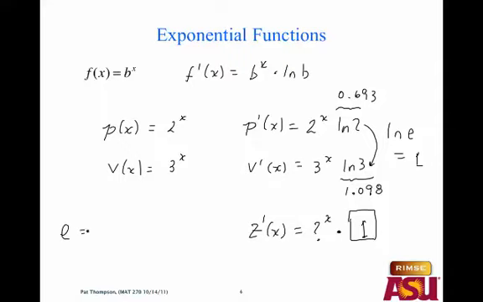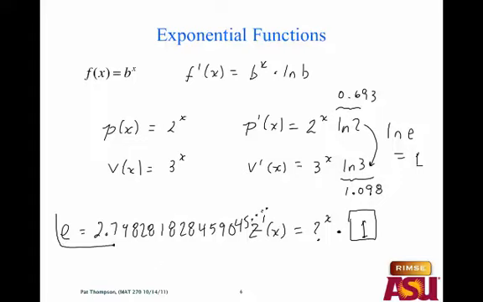And e is 2.71828, 1828, 45904, 5. I don't know anymore. That's all I know. Okay. So this is a number very similar to pi, right? It's a non-repeating infinite decimal, and it's the special number between 2 and 3 whose natural log is 1.